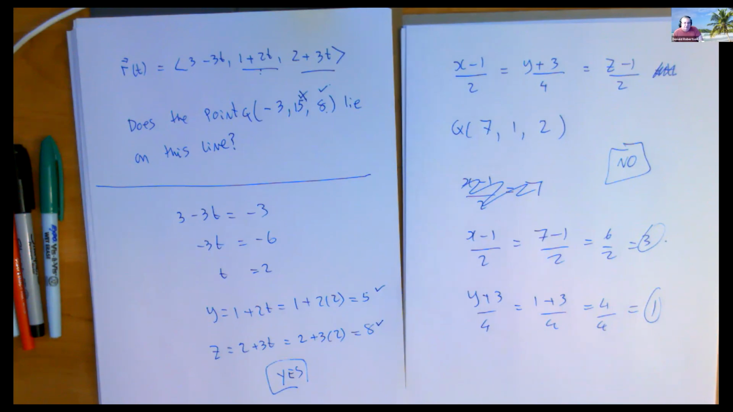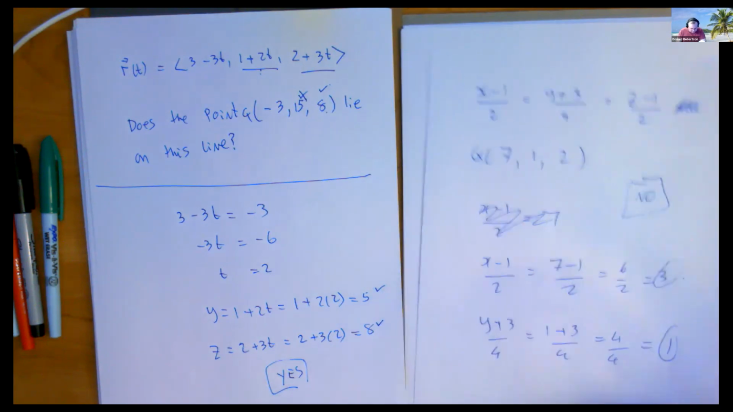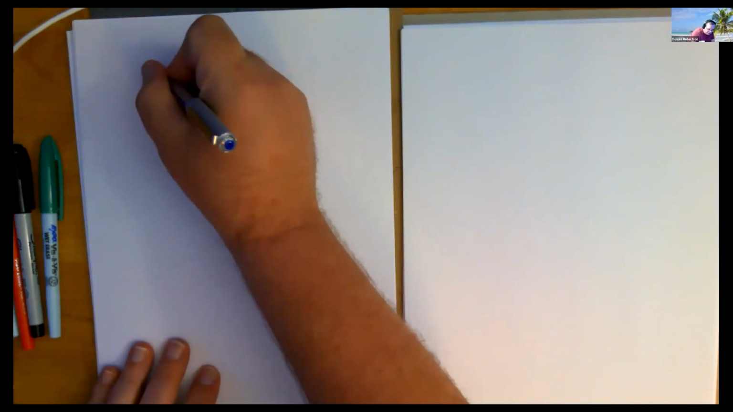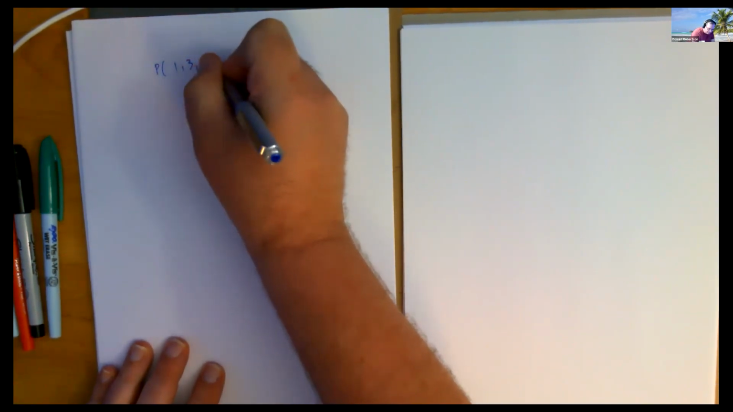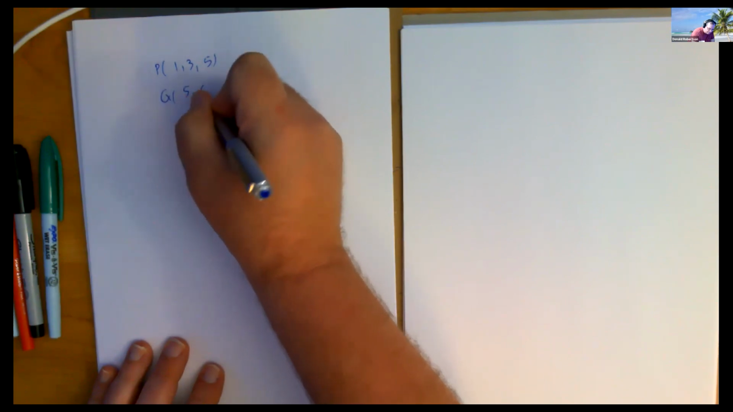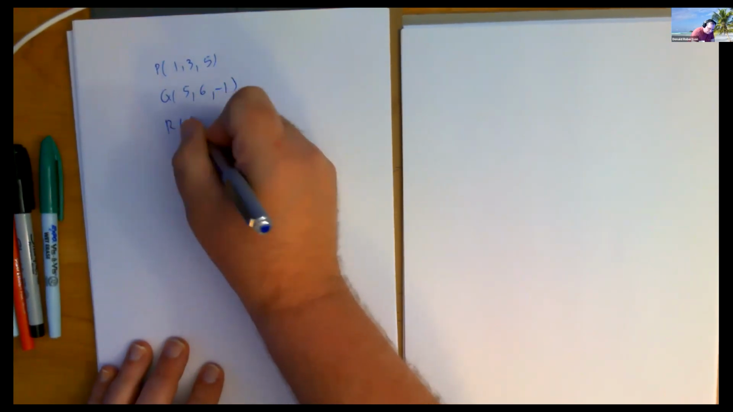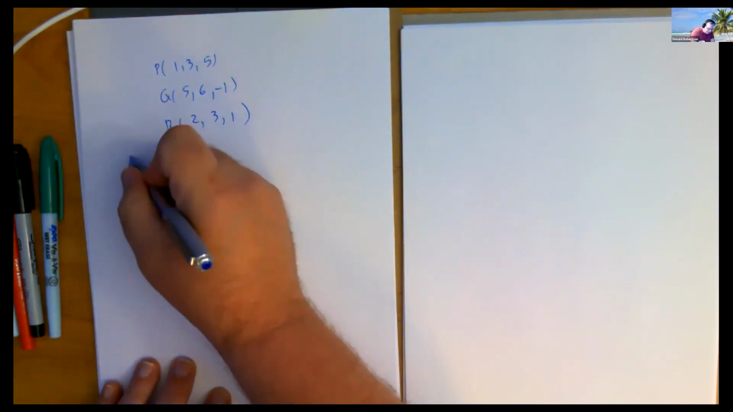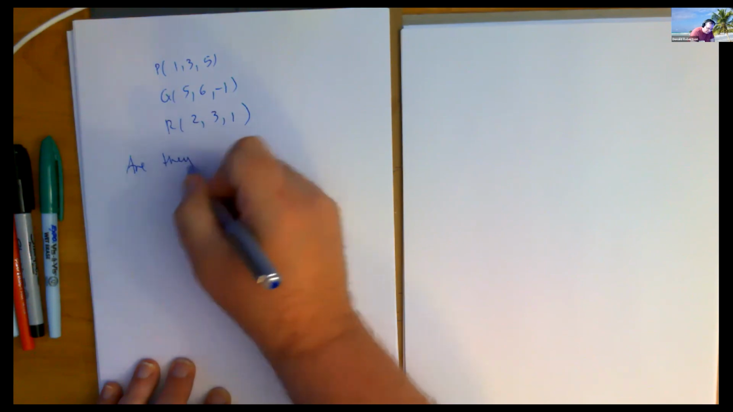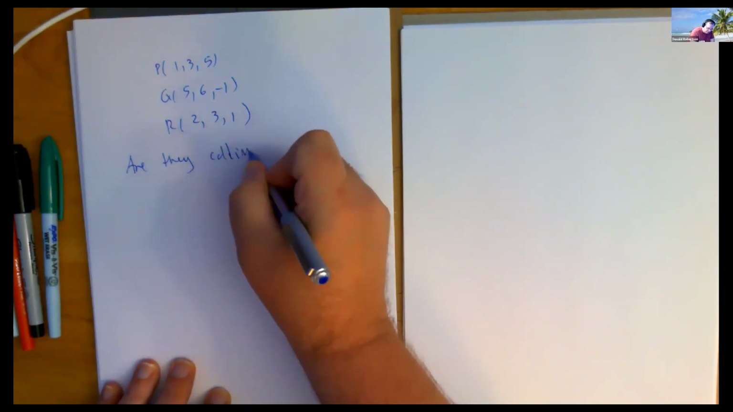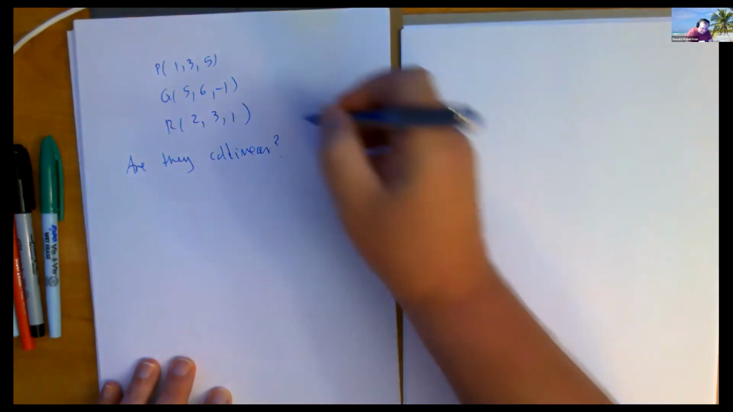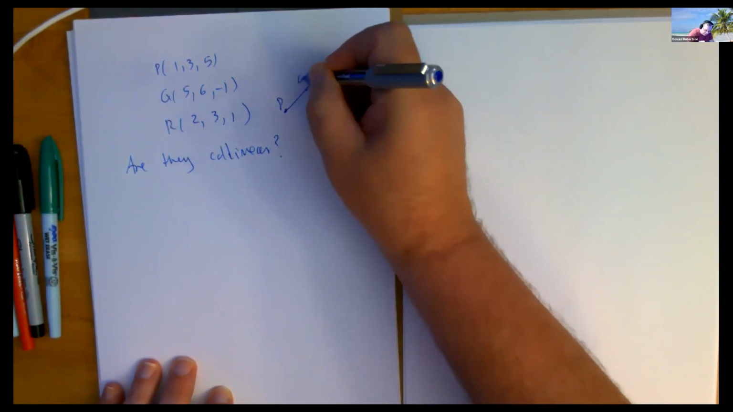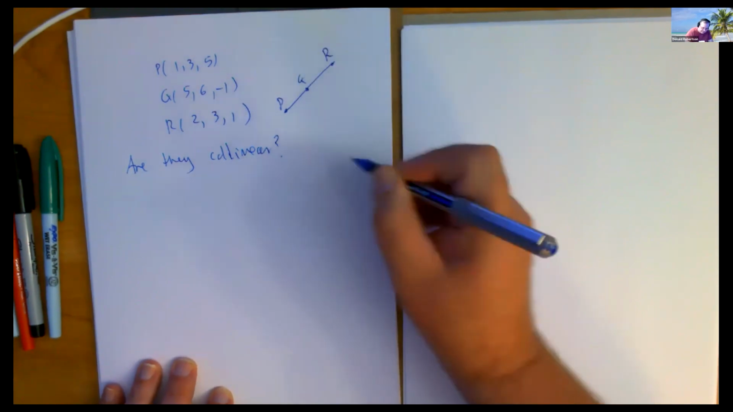Can you imagine a question that went something like this? And this is not a very efficient way of proving it, but I guess they could do it this way just to get you to do things. They give you 3 points and they ask you, are they collinear? In other words, are they all in the same straight line?